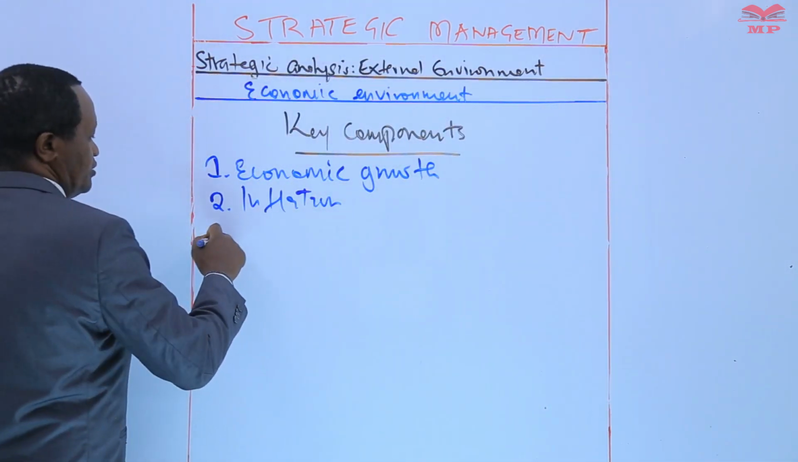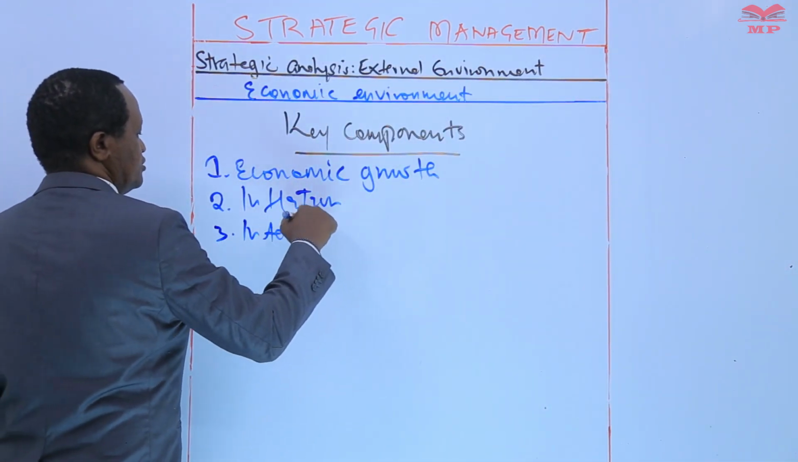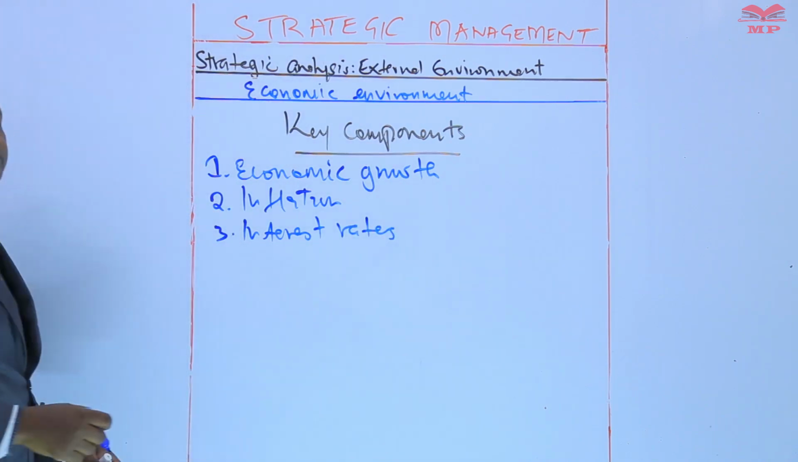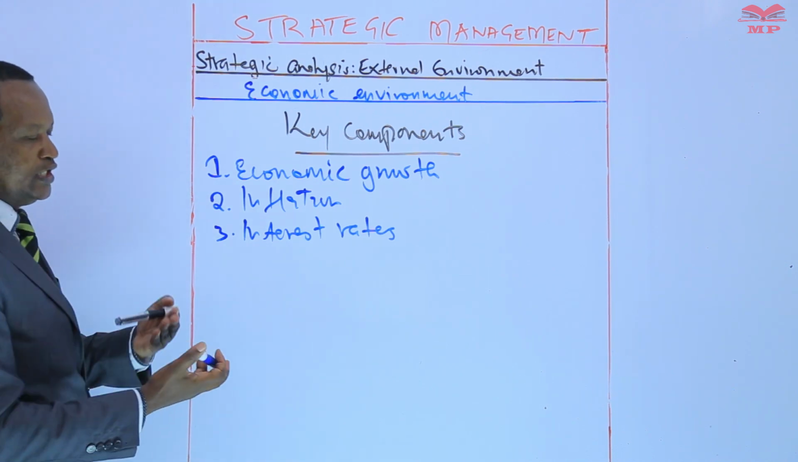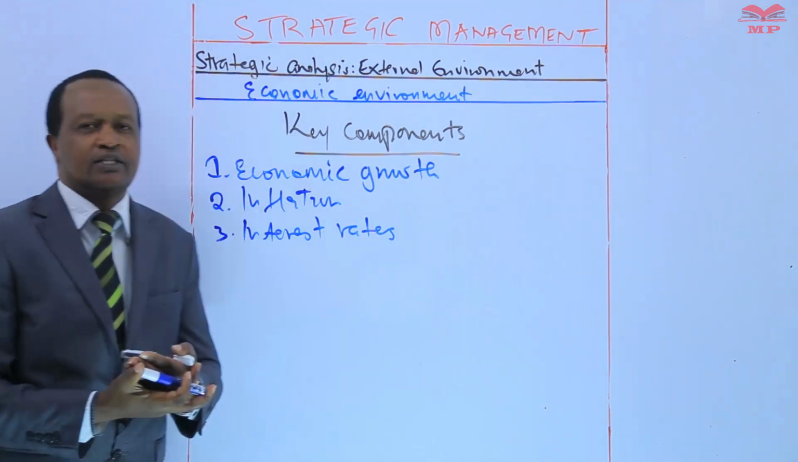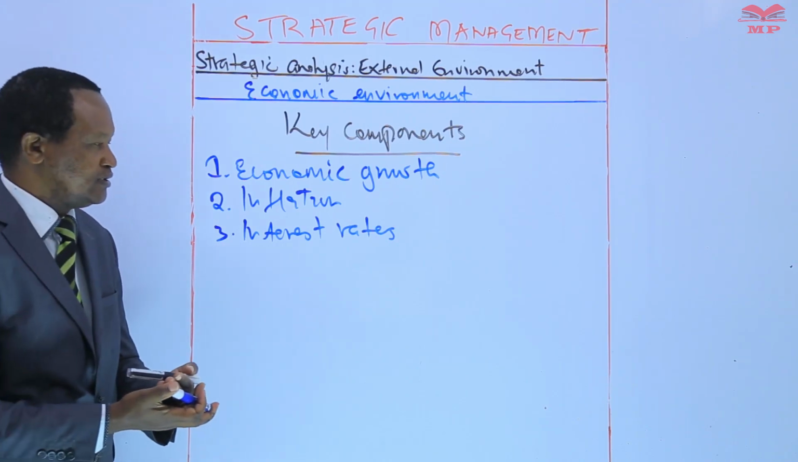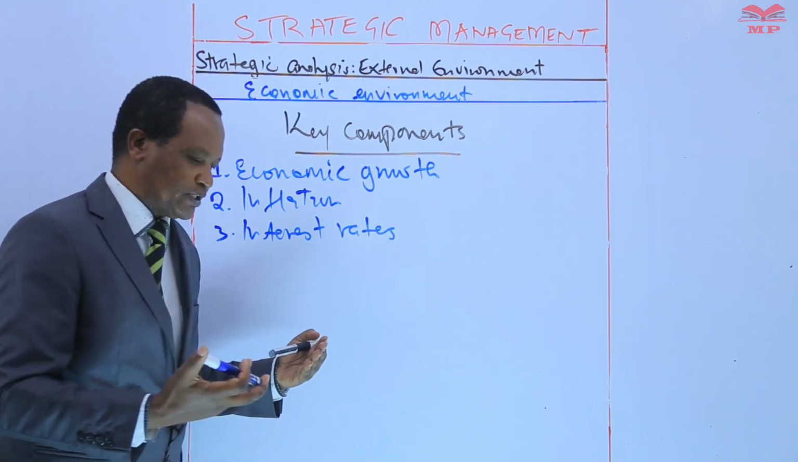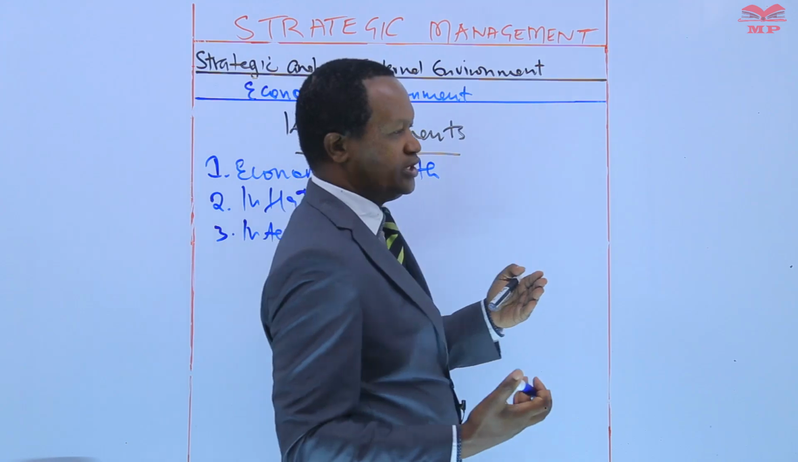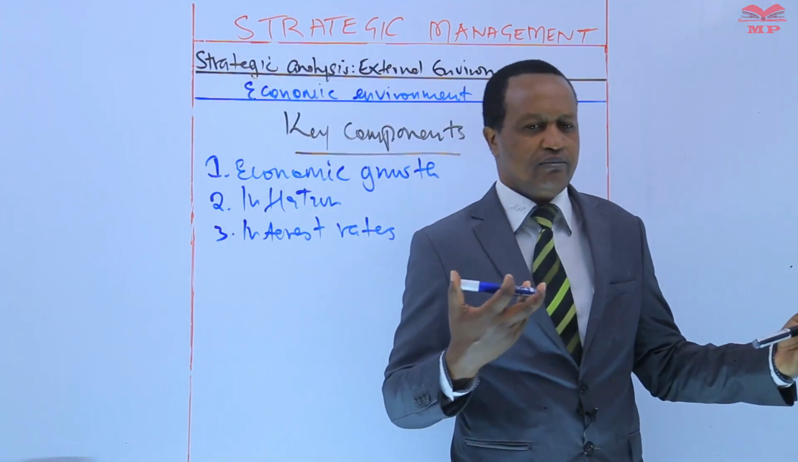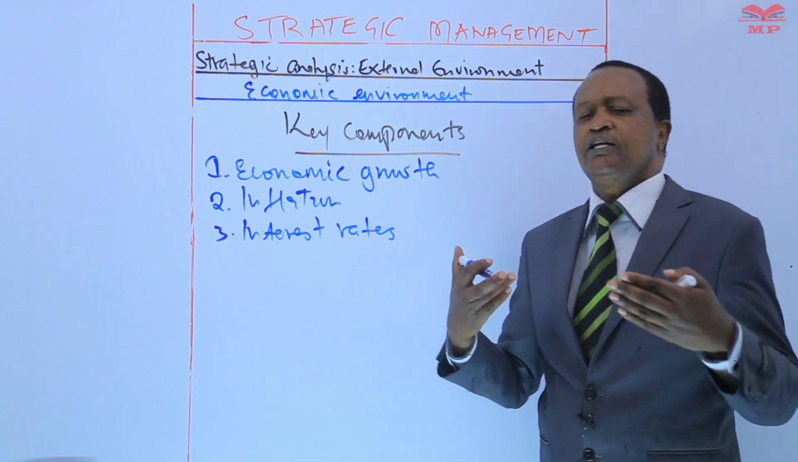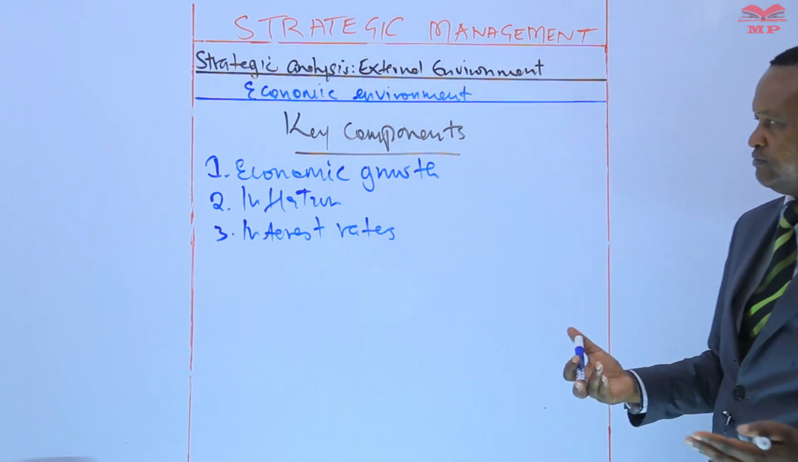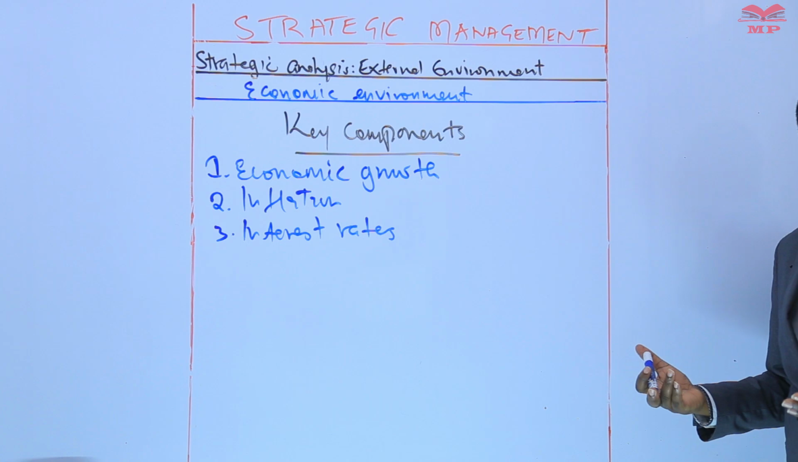Three, interest rates. Interest rates determine the cost of borrowing. Interest rates also determine the return on savings. So interest rates can be seen from two perspectives: from the one who is borrowing money, and from the point of view of the one who is investing in, say, a savings account.